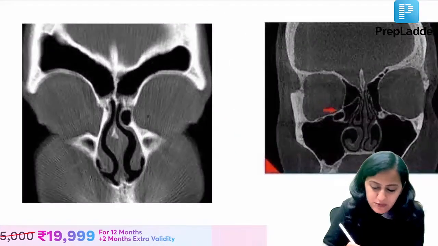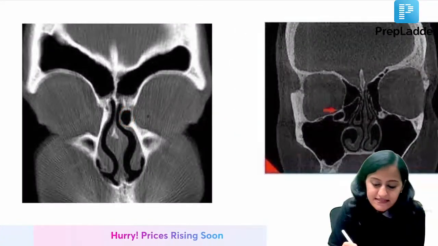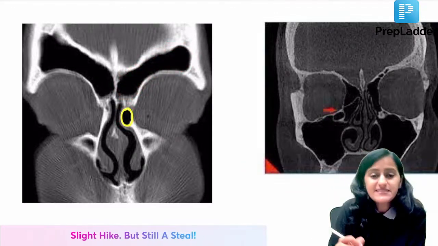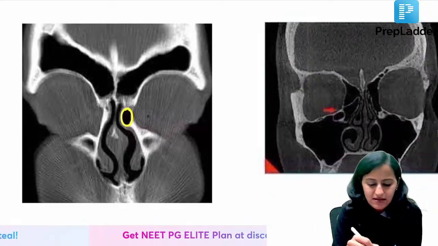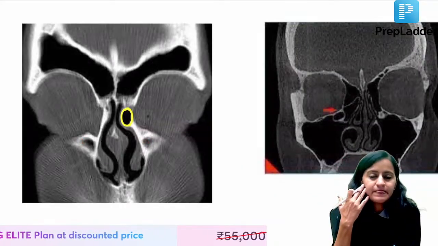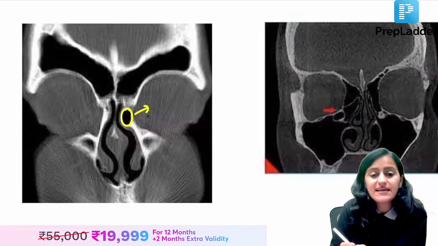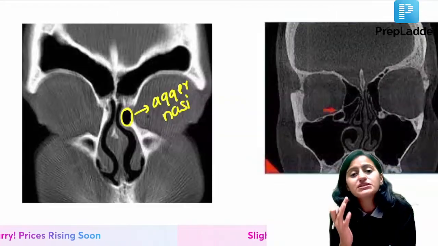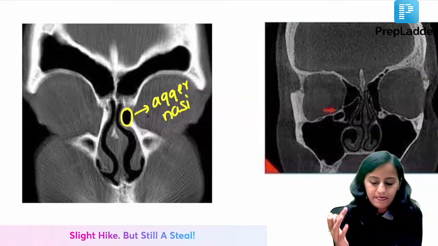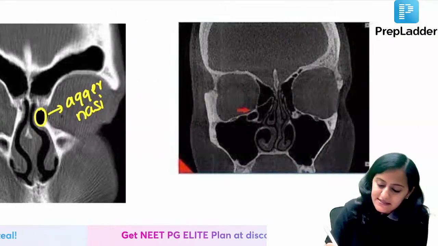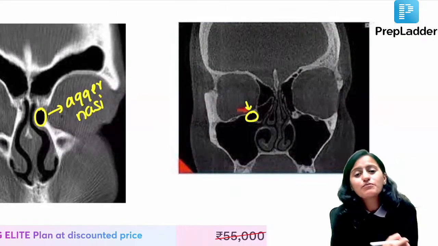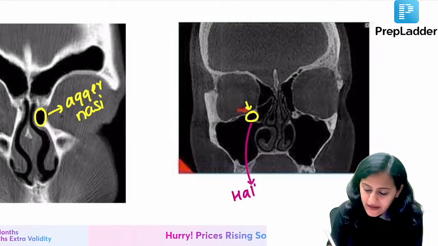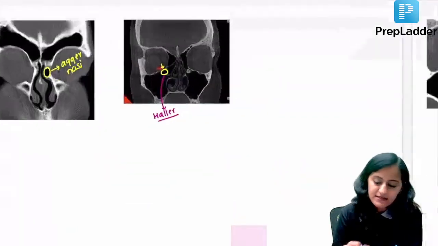Going to the next one. What is this one here? This is the frontal sinus that you are seeing here. What is this air cell that you are seeing? Is it anterior most, posterior most? You can see it is anterior most. The maxillary sinus has not even started yet. Okay, so the anterior most ethmoid air cell is agger nasi. Okay, agger nasi. And what is this one? The one which is infraorbital is called Haller cell. Okay, infraorbital is Haller cell.